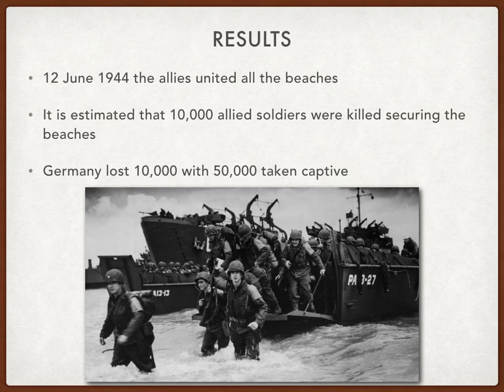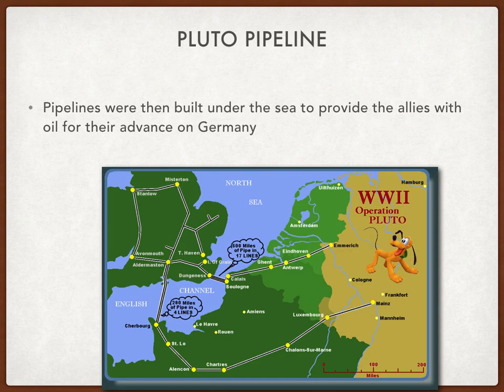So what were the results then of the D-Day landings? Well, by the 12th of June 1944, 6 days later, the Allies had actually united all the beaches. So all 5 beaches, they had control over. It's estimated that about 10,000 Allied soldiers were killed in securing these beaches, and Germany lost about 10,000 soldiers as well, with 50,000 being taken captive.